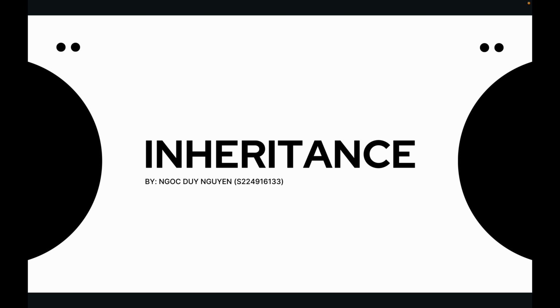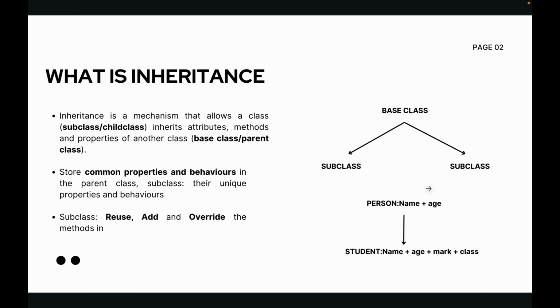That is a fundamental concept of object-oriented development. So let's start with the definition first. So what is actually inheritance? Basically, inheritance is a mechanism that allows a class, called a subclass or child class, to inherit, so it means to use the attributes, methods, and properties of another class, in this case called the base class or the parent class.